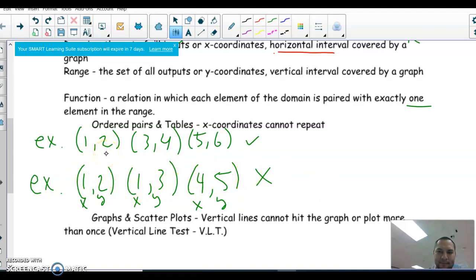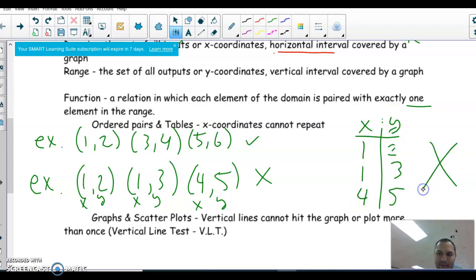On a table, same thing. If I made a table, we would have 1, 2, 1, 3, 4, 5. So it is not a function. Again, these x coordinates repeated. This x value of 1 is paired up with two y values. The 1 goes with that 2, the 1 goes with that 3, violating our definition. So the x coordinates cannot repeat if you have an ordered pair or table. If it does, it violates our definition.